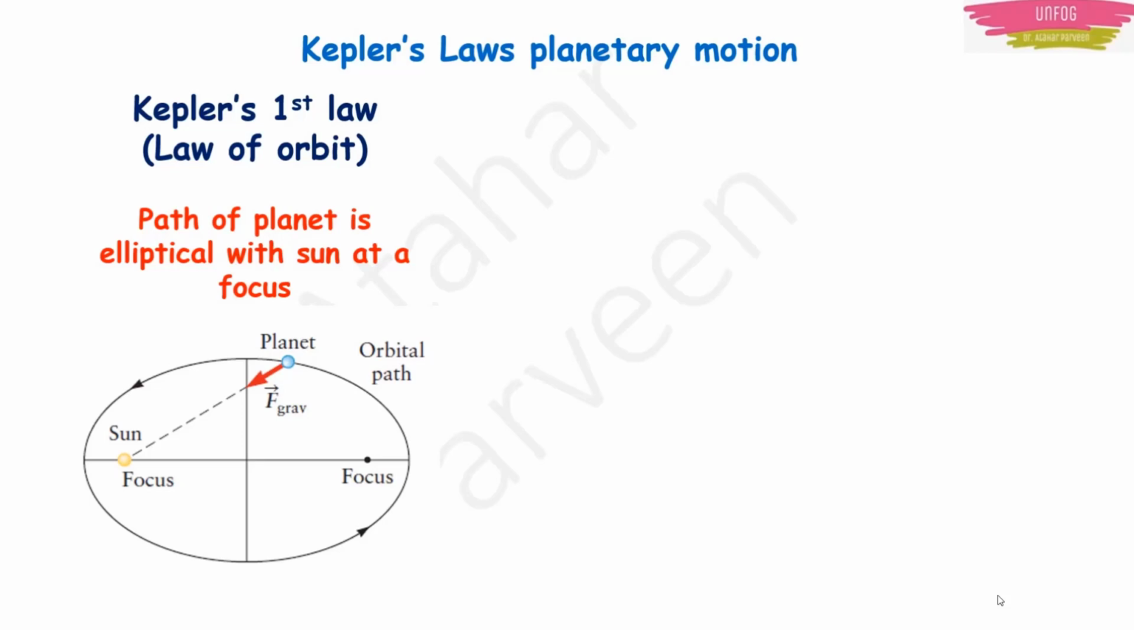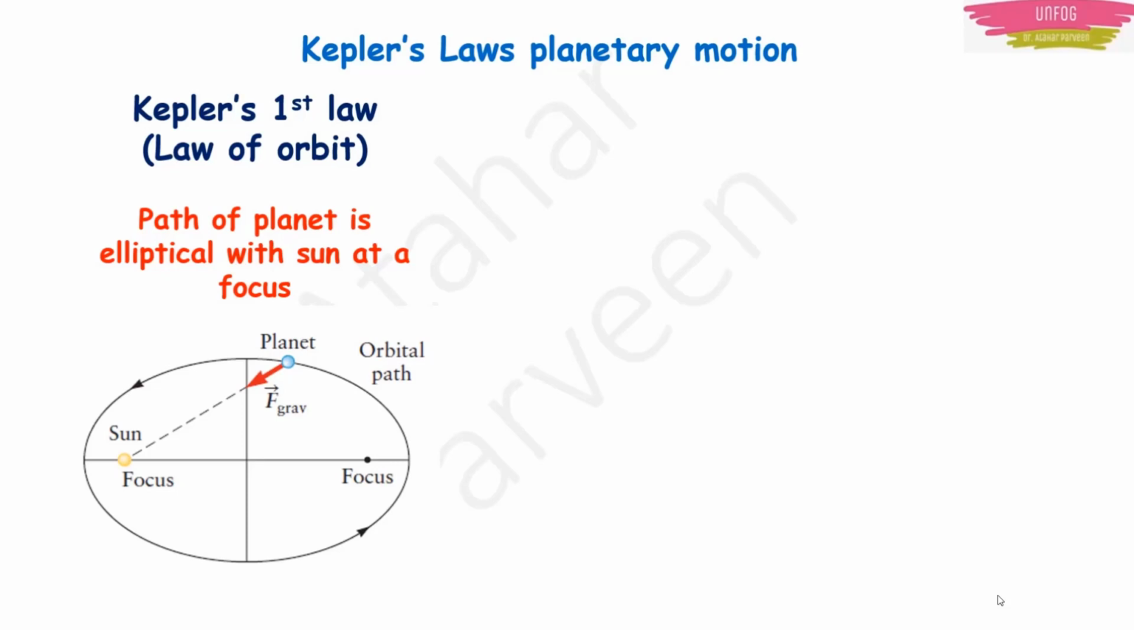Now Kepler gave three planetary laws. They are called Kepler's laws of planetary motion. He described how Earth is moving around the sun. The first law he told is that the path of the planet is elliptical with the sun at a focus. If you draw an ellipse, there are two points in the ellipse called foci. At one of the foci, Kepler says the sun is there, and around it Earth is moving and its path is elliptical.